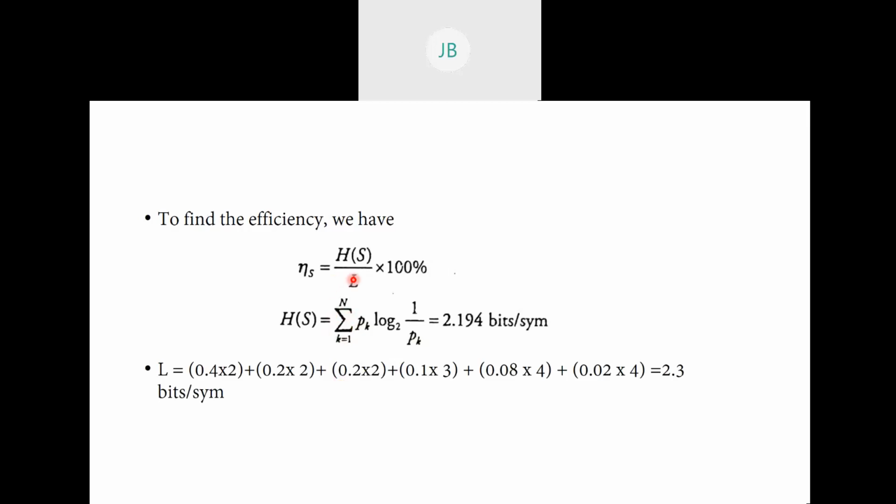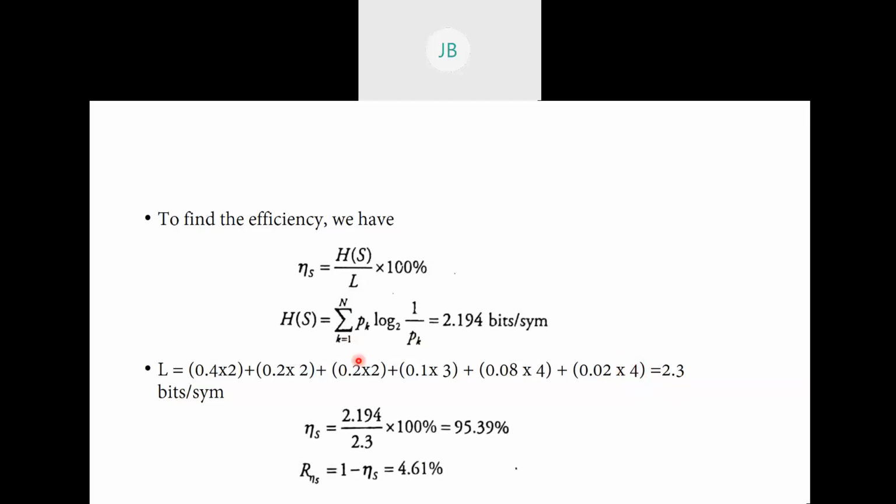And then the average code word length is the sum of pi li for all the symbols. For the first symbol, the probability is 0.4 and the li value is 2. For the second symbol, the probability is 0.2, its li value is also 2, and so on. For the last symbol, the probability is 0.02 multiplied by the li value, the number of bits in its code word, 4. So the average code word length is 2.3 bits per symbol, which you can verify by yourself.